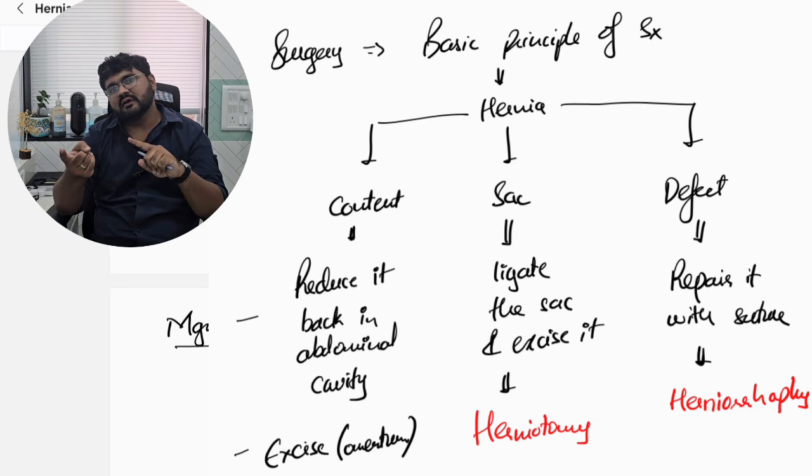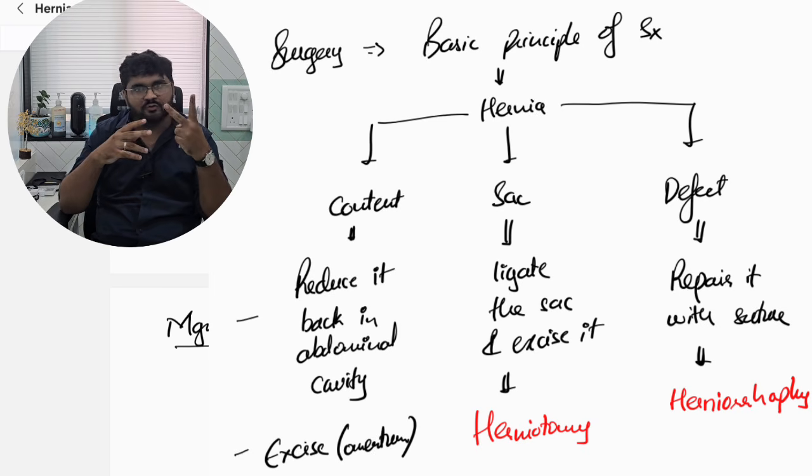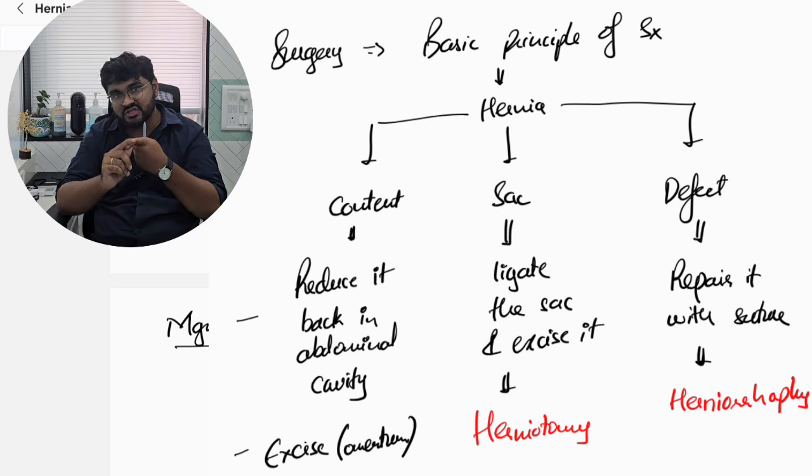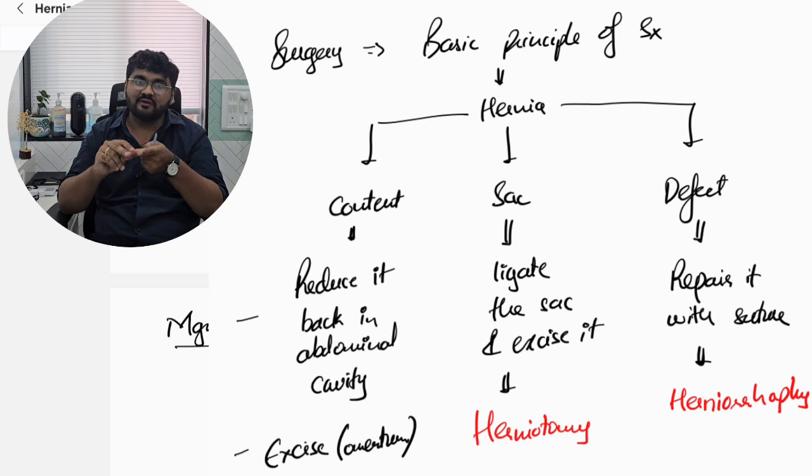Whether there is a large defect, say the posterior wall is weakened, you need to strengthen this posterior wall. For strengthening the posterior wall, you have two options. Either you can strengthen it with sutures, which is herniorrhaphy, or if you reinforce the posterior wall with a mesh, you are using a prosthesis, and the suffix you use is plasty, that is hernioplasty.